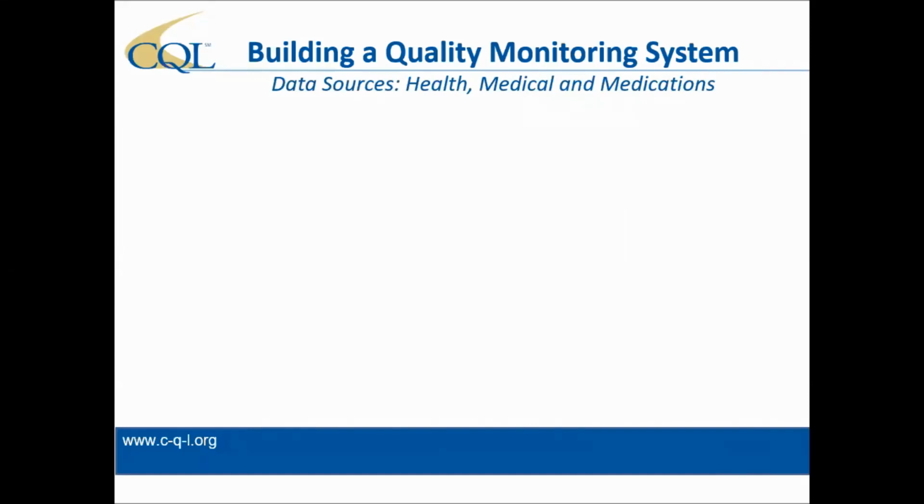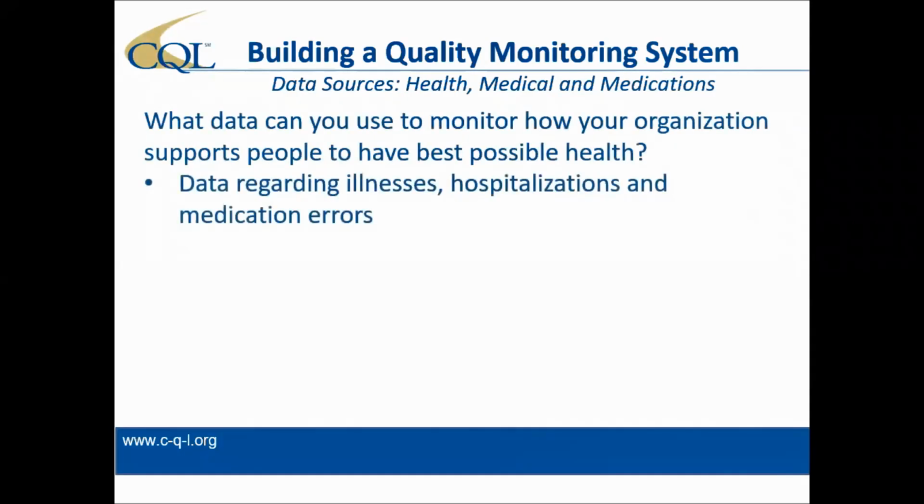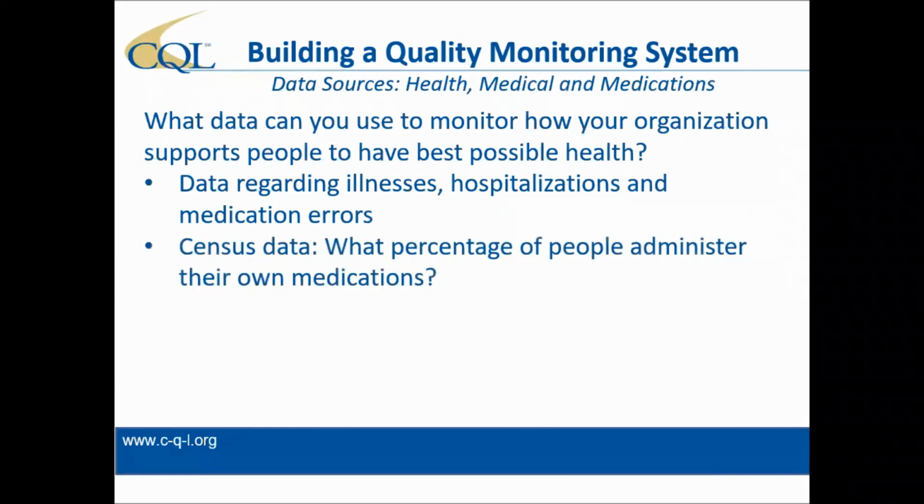Okay, so some data around health, medical, and medications. Again, there's going to be a lot that we can look at here. Some of this might come from our incident management system. We can look at illnesses, hospitalizations, medication errors. It's possible that as an organization, maybe you have other types of biometric data, so data related to the health of the people that you support overall, so that you might be able to include that.